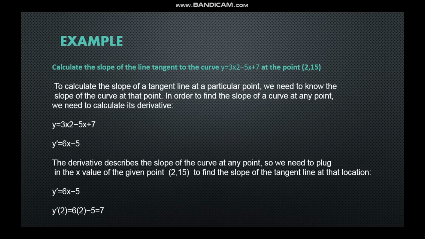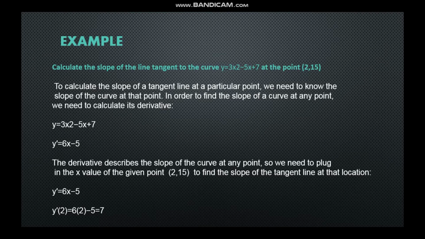This is the example. Calculate the slope of the tangent line to the curve y is equal to 3x squared minus 5x plus 7 at the point (2, 15). So first of all, to calculate the slope of the tangent line, we need to find the derivative of that function. The function is y is equal to 3x squared minus 5x plus 7, and the derivative of this function is 6x minus 5.